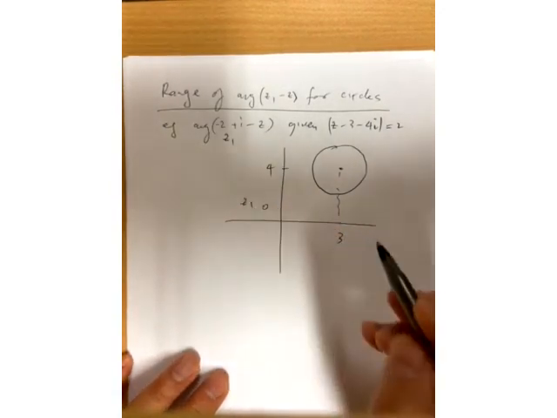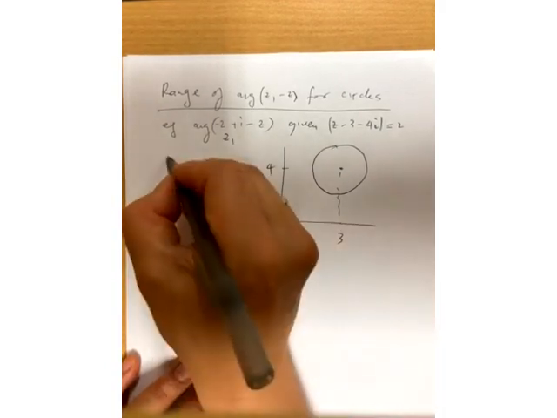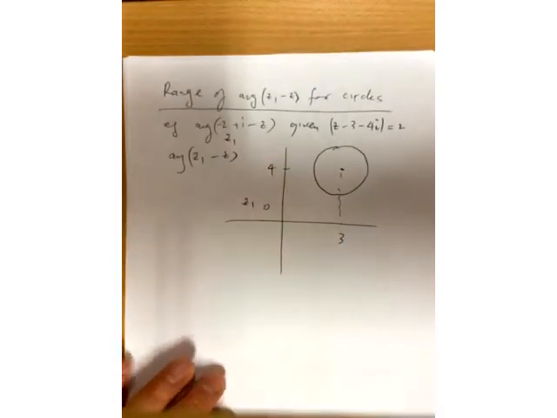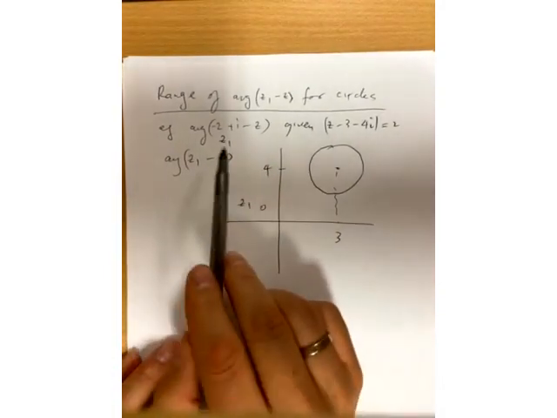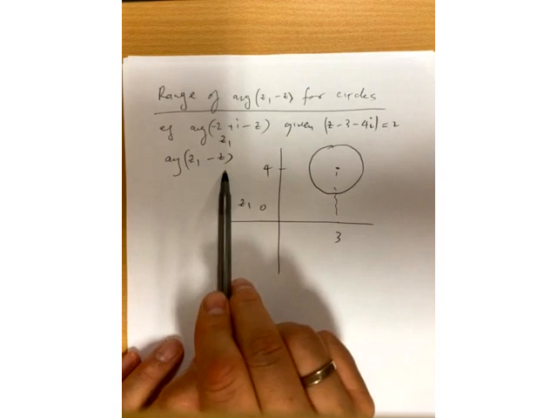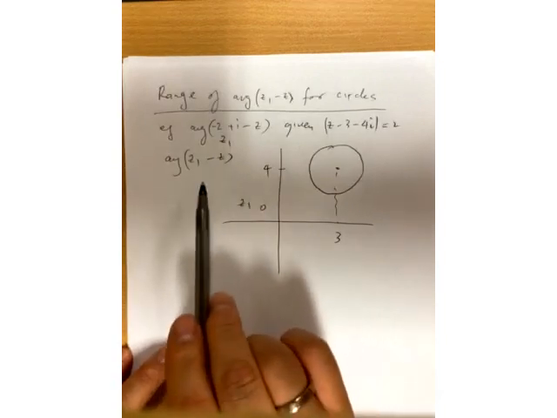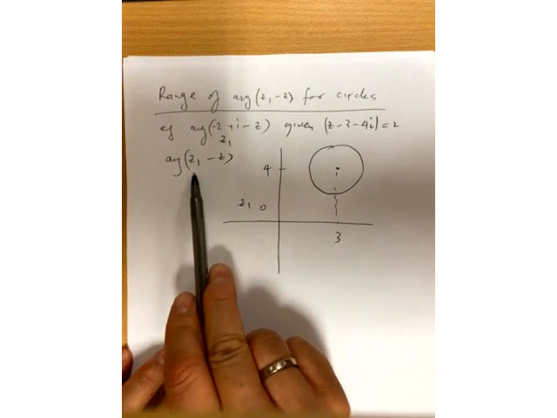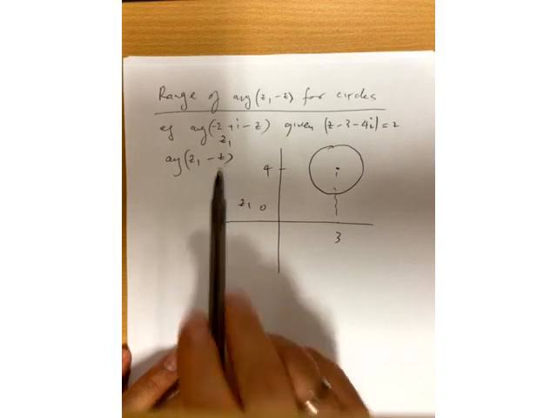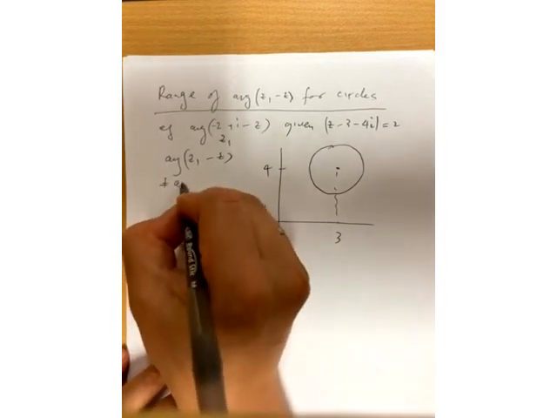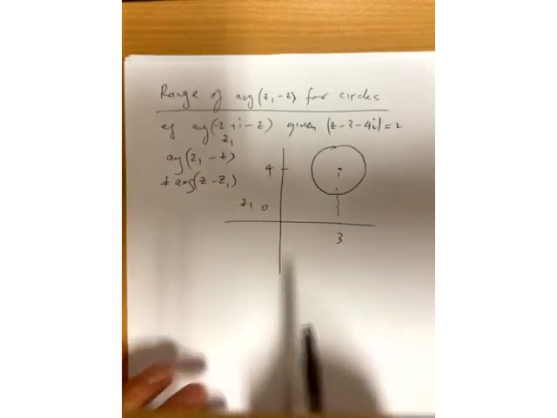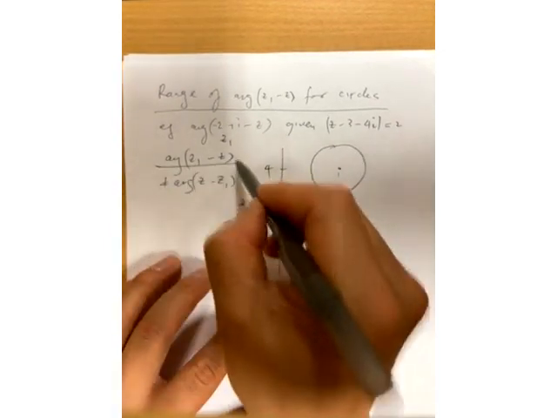So this is Z1. The definition of arg(Z1 minus Z) is crucially important in this case. So that's in the form of the arg of Z1 minus Z. That means it's the angle of the vector from Z to Z1. Now it's important that you know that arg(Z1 minus Z) is not the same as arg(Z minus Z1). They're not the same, so very important you know that. We're looking for arg(Z1 minus Z).